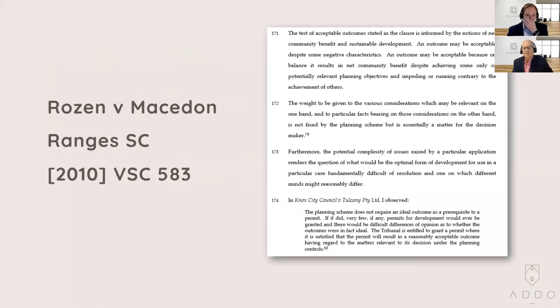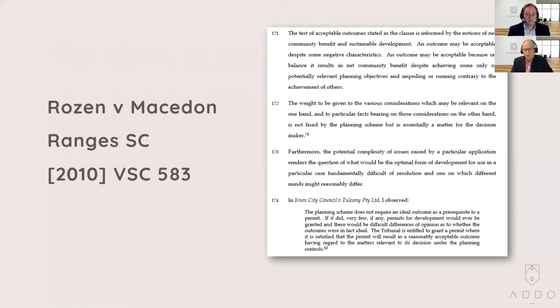So the first decision is that of Rosen and the Macedon Ranges Shire. It's a decision of the Victorian Supreme Court, and it was a case that was appealed by the proponent to the Supreme Court, challenging the decision of the Tribunal to only approve one dwelling on a parcel of land instead of two in an open potable water supply catchment area in the Macedon Ranges Shire Council.